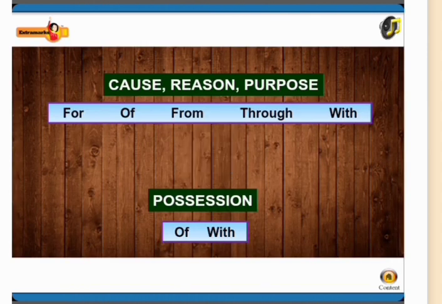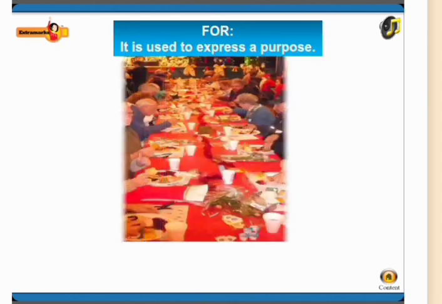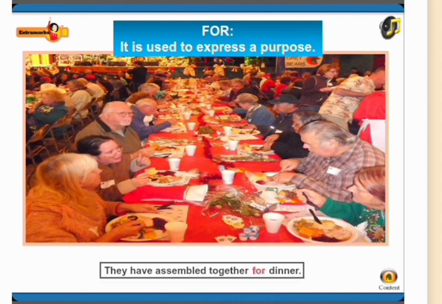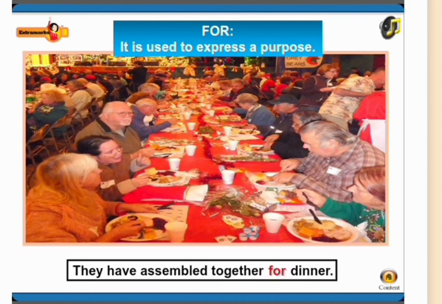Some prepositions which indicate relations of cause, reason, and purpose are for, of, from, through, and with. Prepositions which indicate possession are of and with. For. It is used to express a purpose. For example, they have assembled together for dinner.